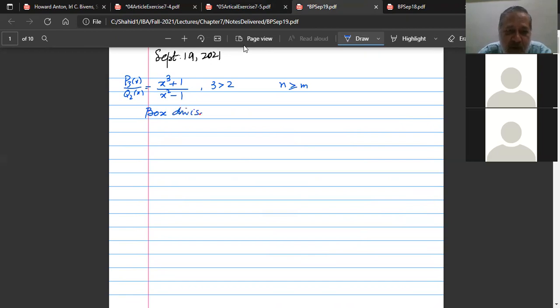I hope many of you remember your school algebra and performing box division. We are dividing x cubed plus 1 by x square minus 1. So if we multiply this with x, what do we have? X cubed minus x. We change the signs.